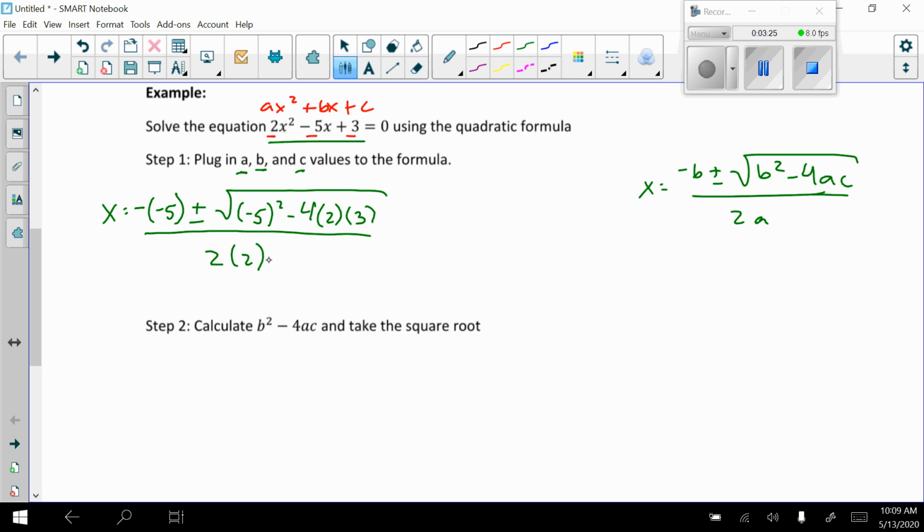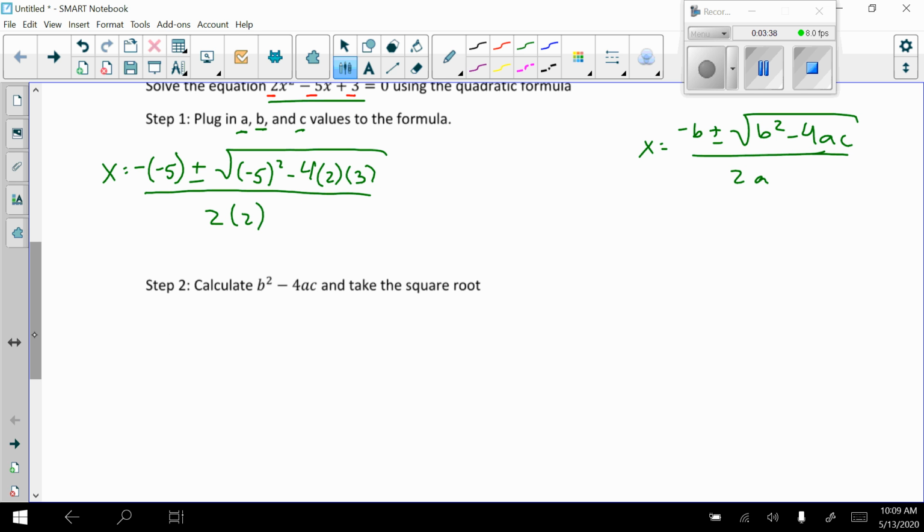Okay, so notice how I have not really done anything with my numbers yet. I've just taken all the values and plugged them into my equation. I haven't actually evaluated anything. Okay, so that's my first step. It's just getting all my numbers into the equation.